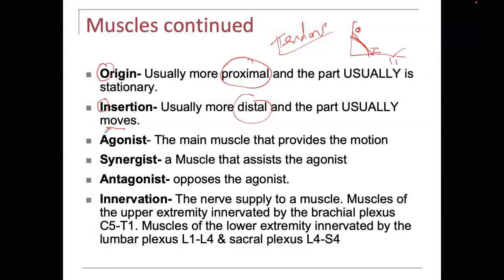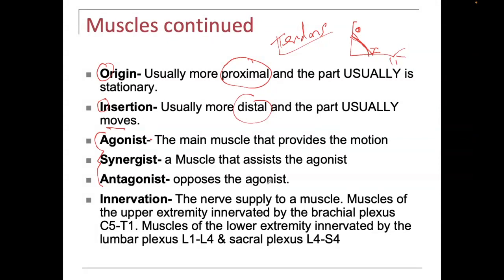Okay. Now, let's look at these words, agonist, antagonist, and synergist. Well, an agonist, if we looked at the elbow, the biceps brachii would be an agonist, right? It's a main mover that provides elbow flexion. A synergist is a muscle that can assist that. So any other elbow flexor, maybe the brachialis or the brachioradialis, those are synergistic.